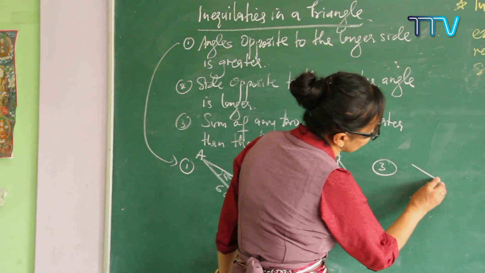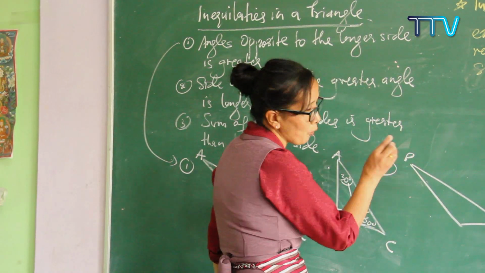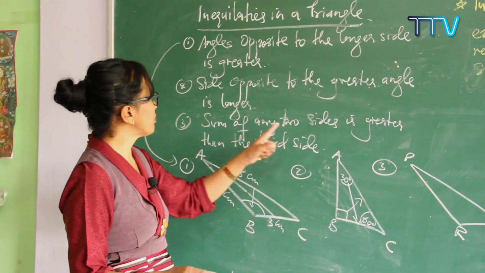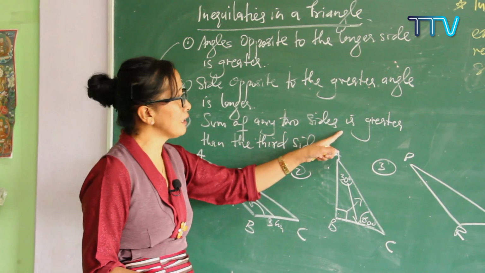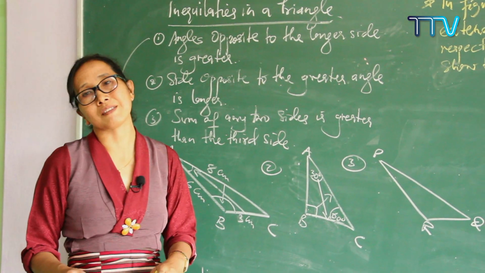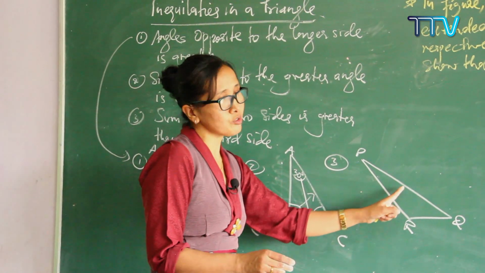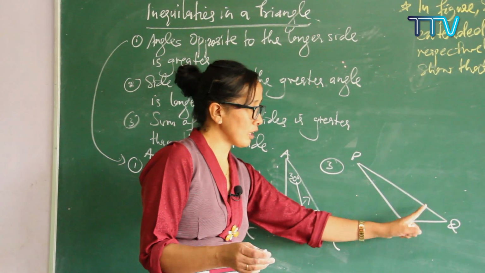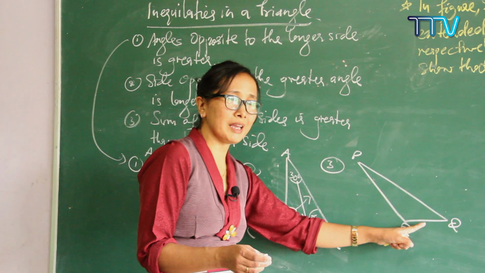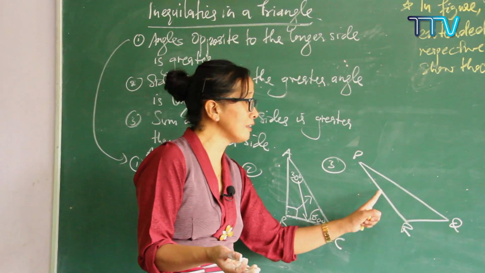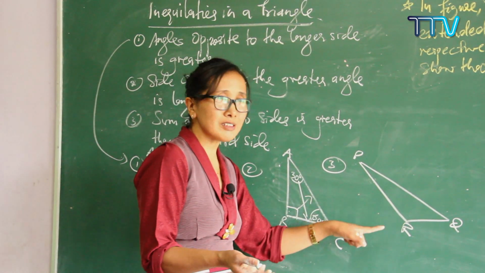Now see, I'll just draw a triangle like this. I'll explain in this way. The sum of any two sides is always greater than the third side. When you add up any two sides, it is always greater than the third side. Correct? So I'll just give an example like this.